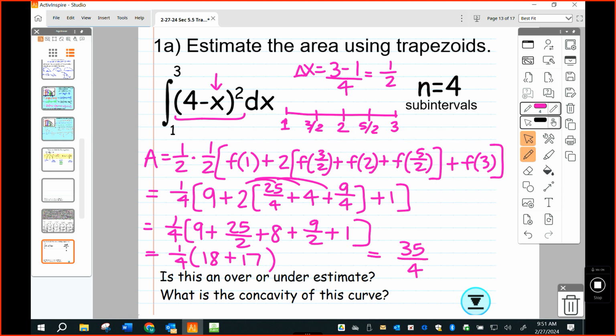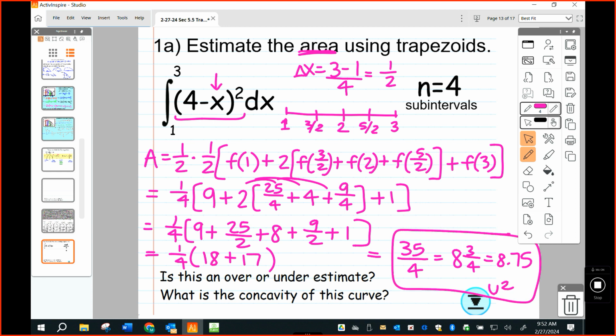So 35 over 4 is an acceptable way to write that answer. What would that be as a mixed fraction? How many 4s go into 35? 8 and 3/4. As a decimal, 8.75. Those are all exact, guys. I will accept any of those forms, improper fraction, mixed fraction, or decimal, as long as they're exact. And then in the question, it does say estimate the area. So what's my unit? Units squared. Very good. Okay. Now, question.